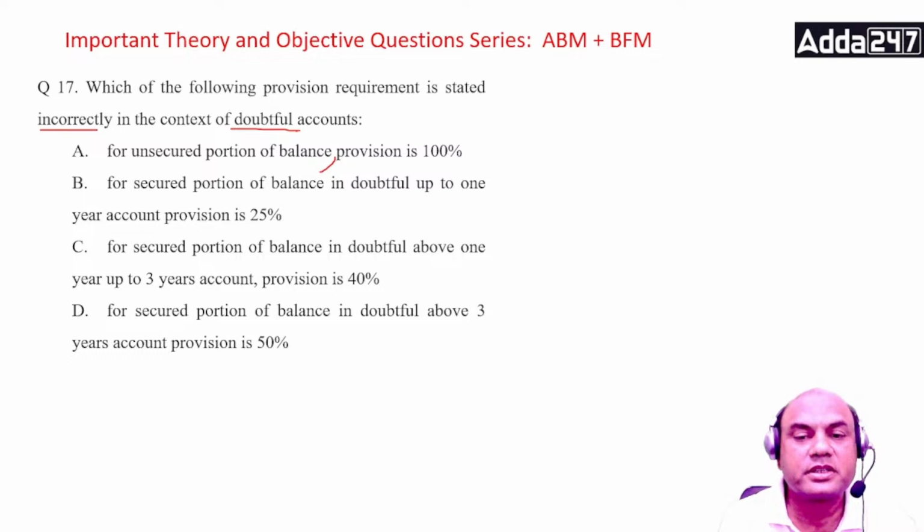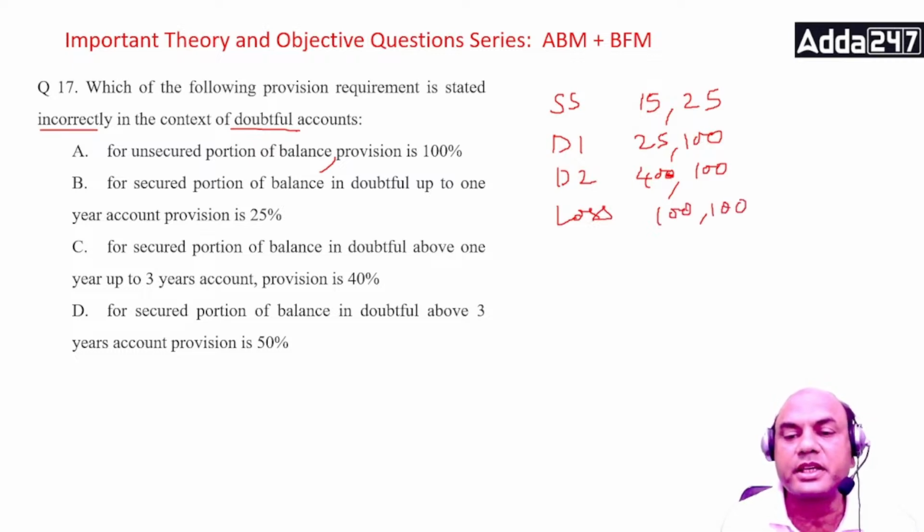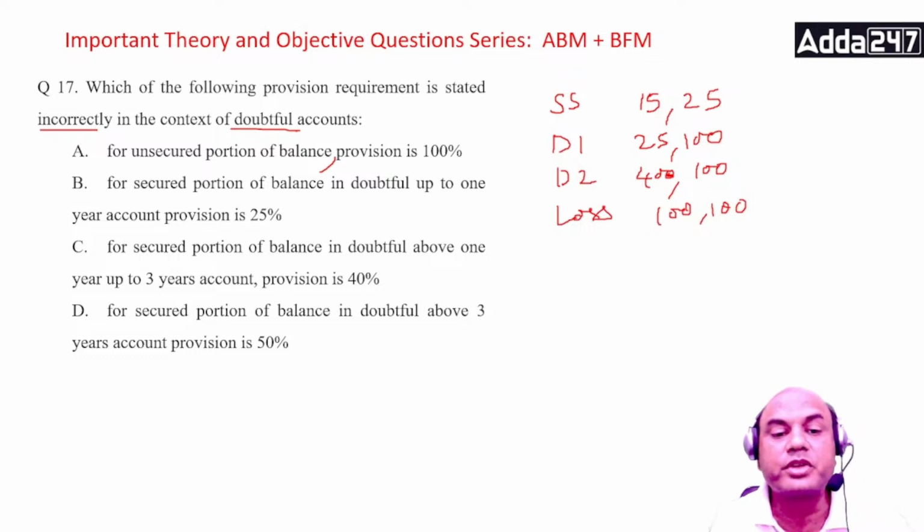What are the provisions? Substandard is 15 for secured and 25 for unsecured. Doubtful 1 is 25%. Doubtful 2 is 40%. And the last one, loss, is completely 100%, both secured and unsecured. So which one is correct and which one is not? I have given you the hint also. Now what is the answer, everyone?